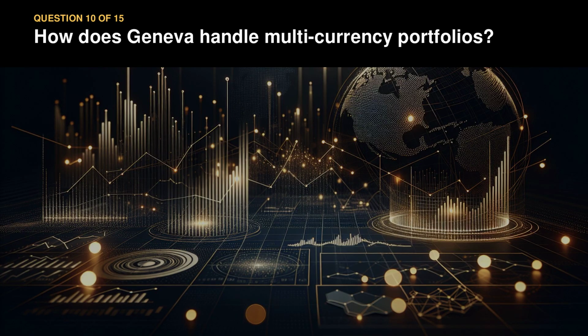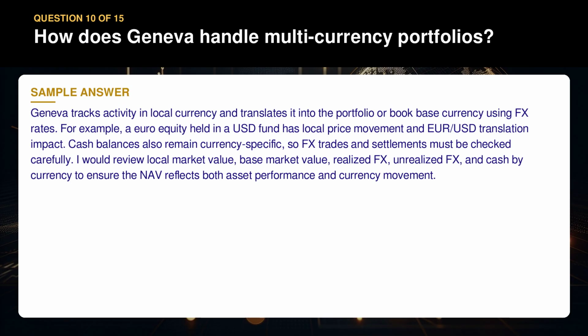Question 10. How does Geneva handle multi-currency portfolios? Geneva tracks activity in local currency and translates it into the portfolio or book-based currency using FX rates. For example, a euro equity held in a USD fund has local price movement and EUR-USD translation impact. Cash balances also remain currency-specific, so FX trades and settlements must be checked carefully. I would review local market value, base market value, realized FX, unrealized FX, and cash by currency to ensure the NAV reflects both asset performance and currency movement.